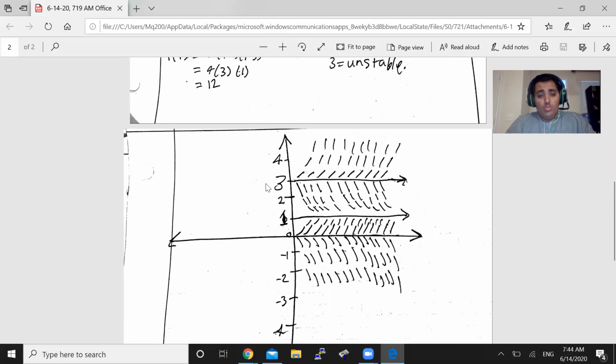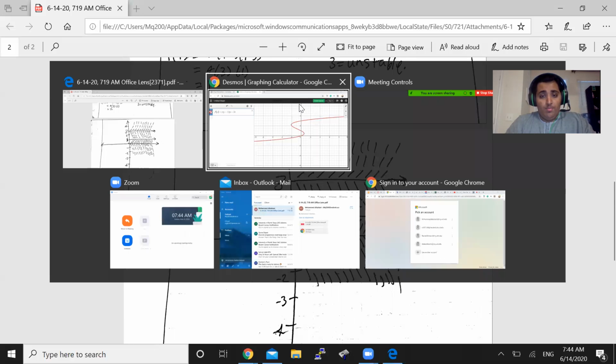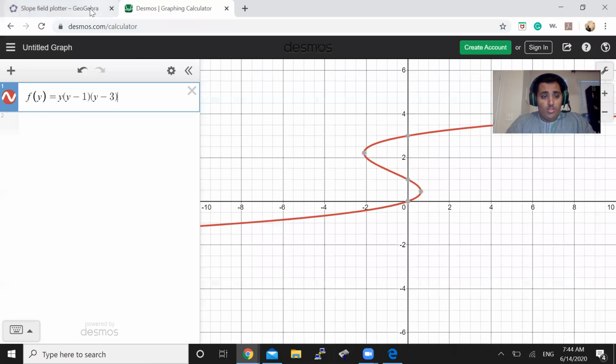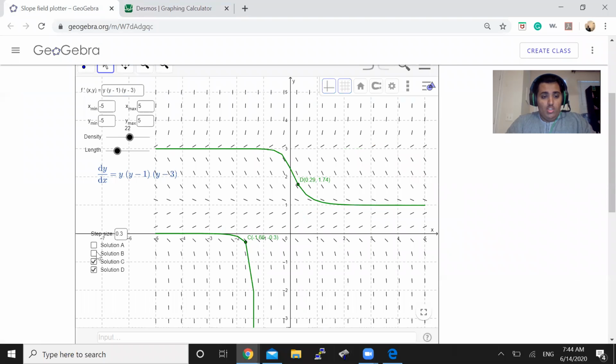I also drew a graph here to better understand. Let me take these away real quick. Just pretend you never saw these. Well, let's see the solution. That's the same as my graph. See, at 3, it's moving away from it. At 1, it's converging toward it, and at 0, it's moving away from it.